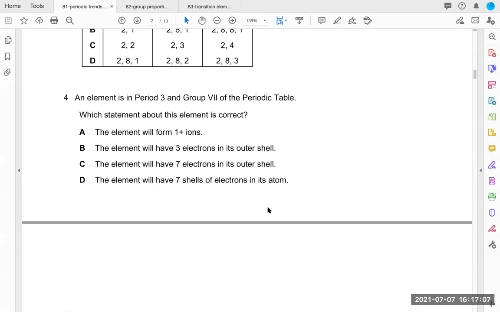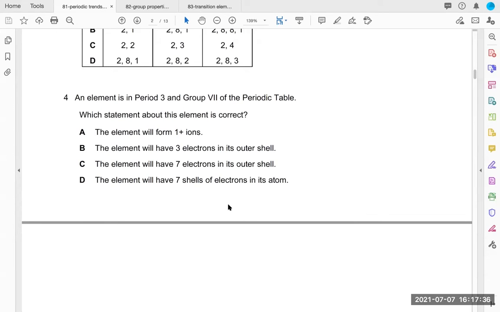Okay, fourth, an element in period 3 and group 7. ठीक है. Which statement is correct? So period 3 का मतलब है third row, and group 7 मतलब halogen. So look in group 7, third row, you have chlorine there. The element will form one positive. One positive means it loses electron, but we know that to gain electrons, it will become noble gas. So it will gain one more electron, so it becomes one negative.